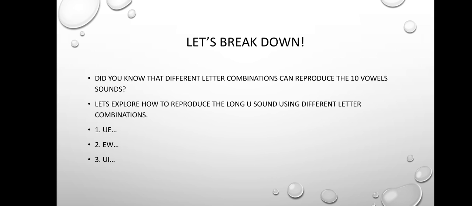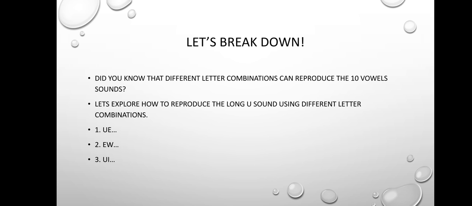We have U and I. U makes the U sound or the O sound, while I makes the E or the I sound. But when you put them together, they make the long U sound we hear in juice. Juice. Can we pronounce that together? Juice. How about suit? Suit. My daddy wears suits to work.